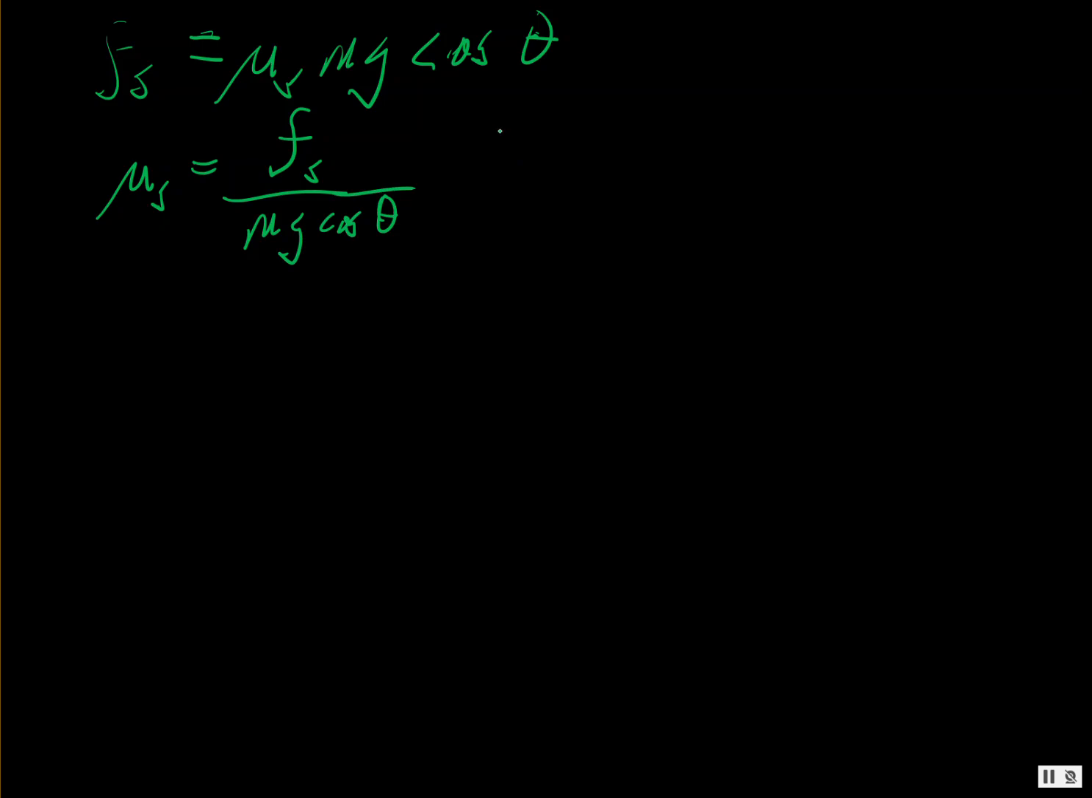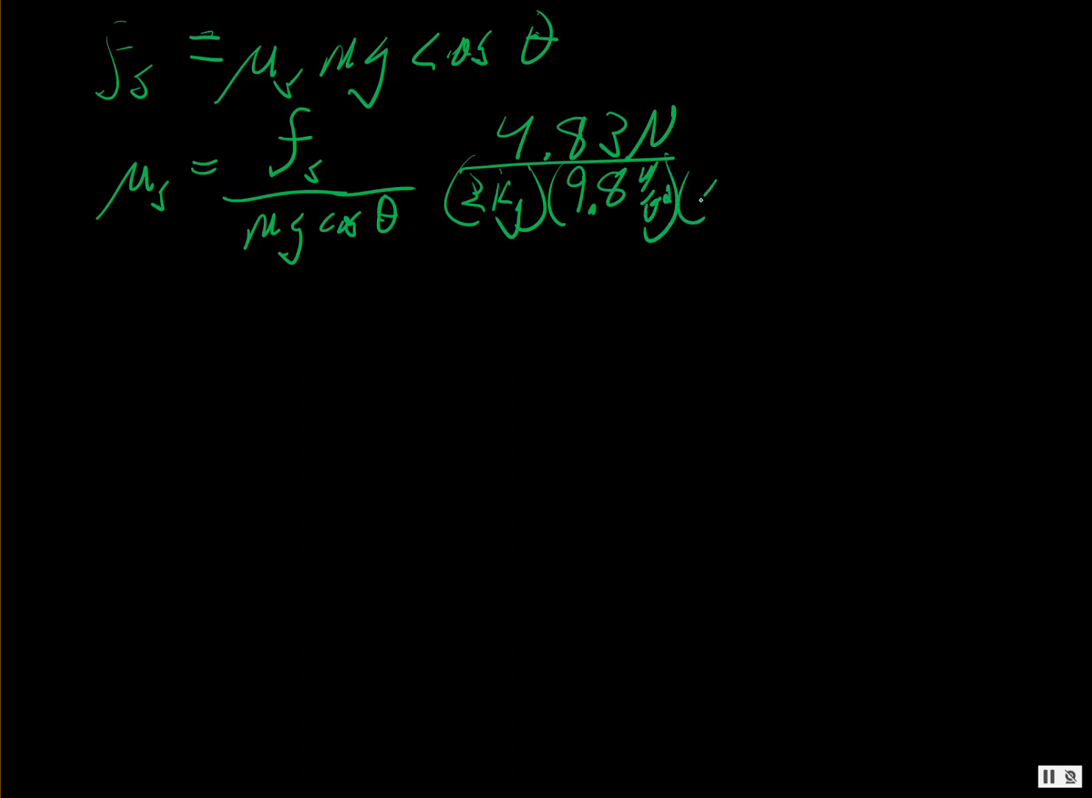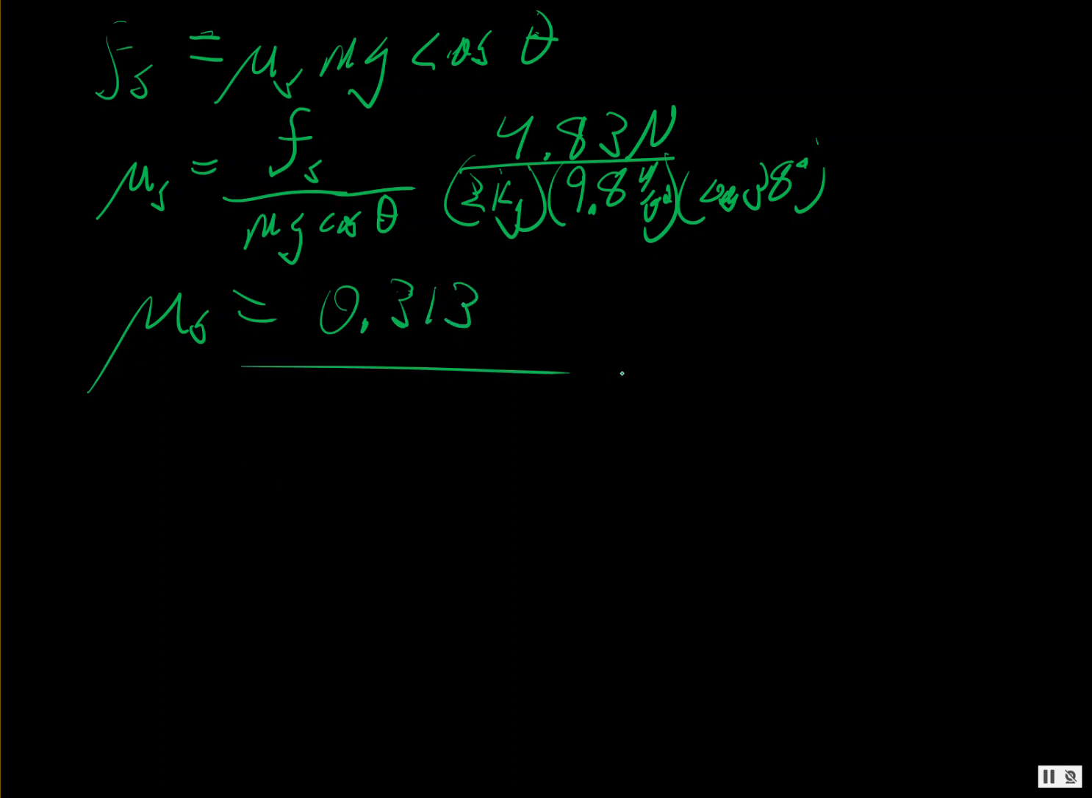And so our frictional force was 4.83 newtons divided by, we got 2 kilograms times 9.8 meters per second squared times cosine 38 degrees. And so mu of s is equal to 0.313. There's your coefficient of static friction.